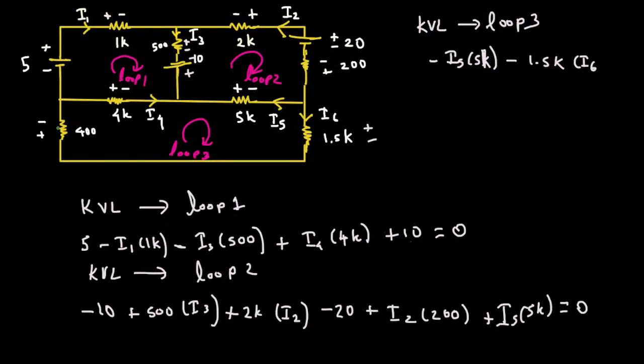And then here, if we look at this one, I6 is the same current that goes through because it's in series.